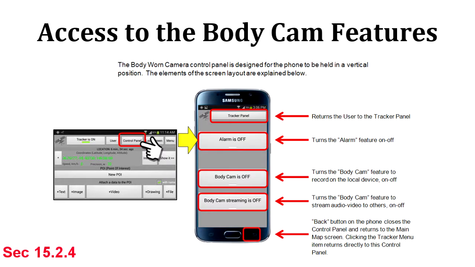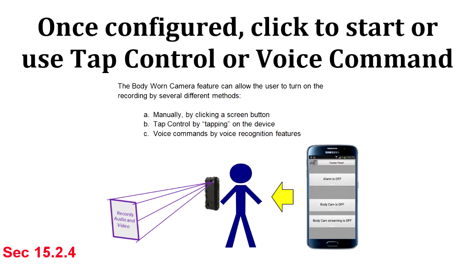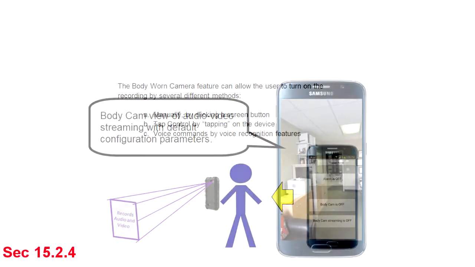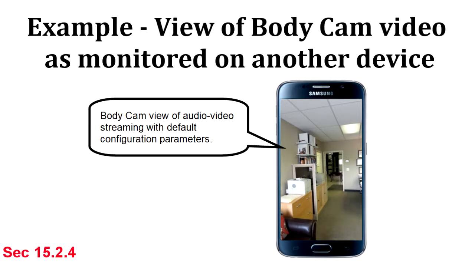A body cam feature. This has access to the body cam features. You'll want to review the manual to see some of the different buttons and features. But once configured, you just click to start, or you can use the tap command or voice control. This shows an example of a body cam video is monitored from another device.